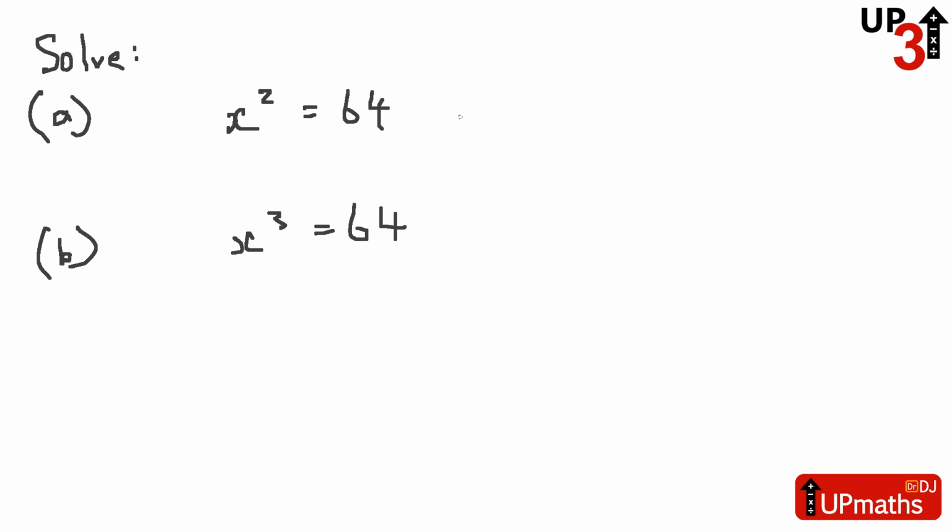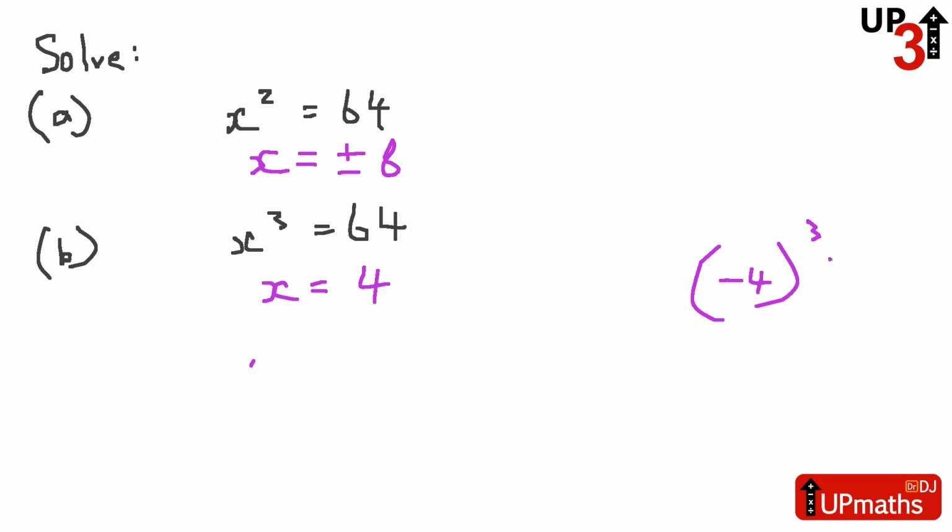Okay. Well, I could just square root both sides. So that means that x equals plus or minus 8. And this one, x equals 4. Why have I not written plus or minus 4? Because minus 4 cubed is minus 64. So just to be clear, those are the two correct answers there, and that's supposed to be an 8.